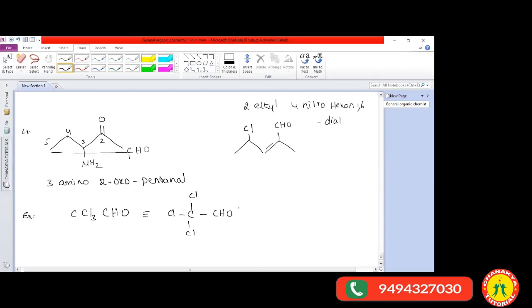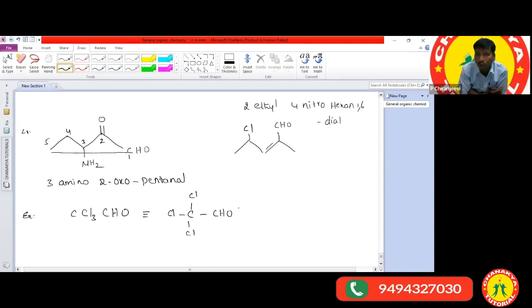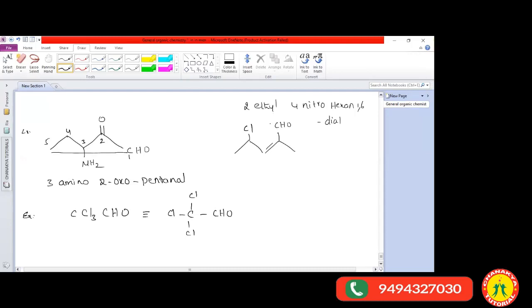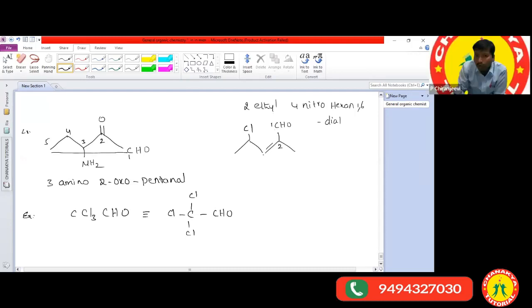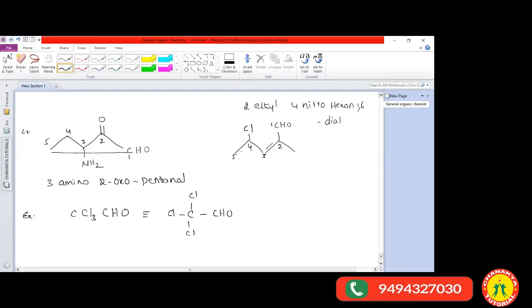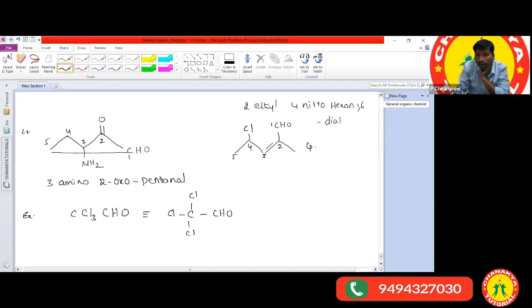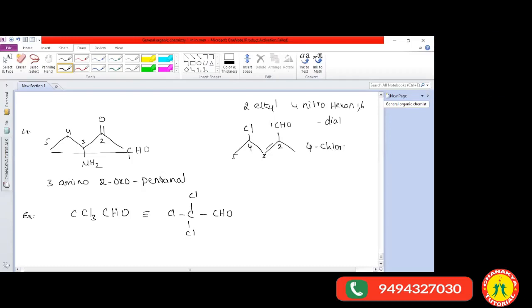Sir, is it 2 chloro hex 4 ene? No, something is missing. It's not 2 chloro. For numbering, first priority we have to give to the aldehyde functional group. So 1, 2, 3, 4, 5, with chloro on carbon 5. Now you can tell me the name. Samhita, 4 chloro. Very good, 4 chloro, butene. One more is there.